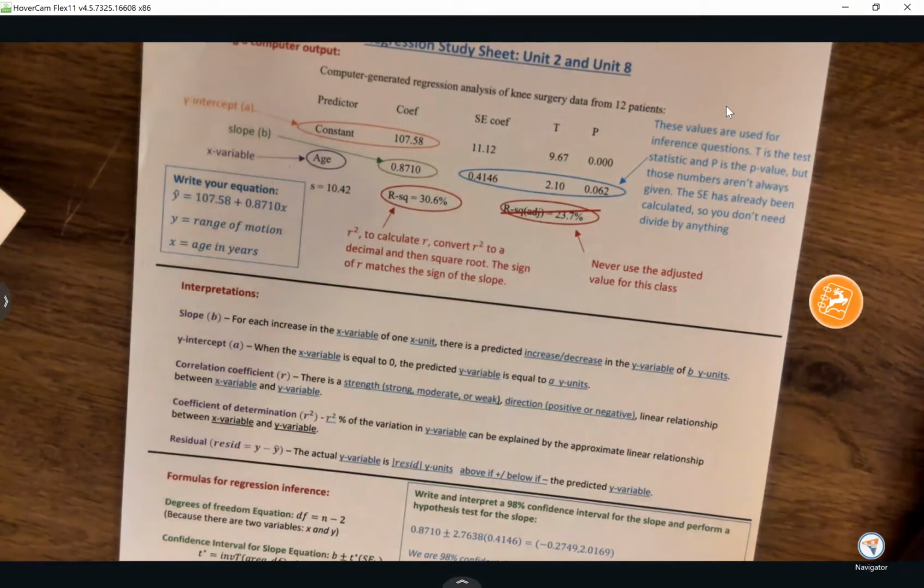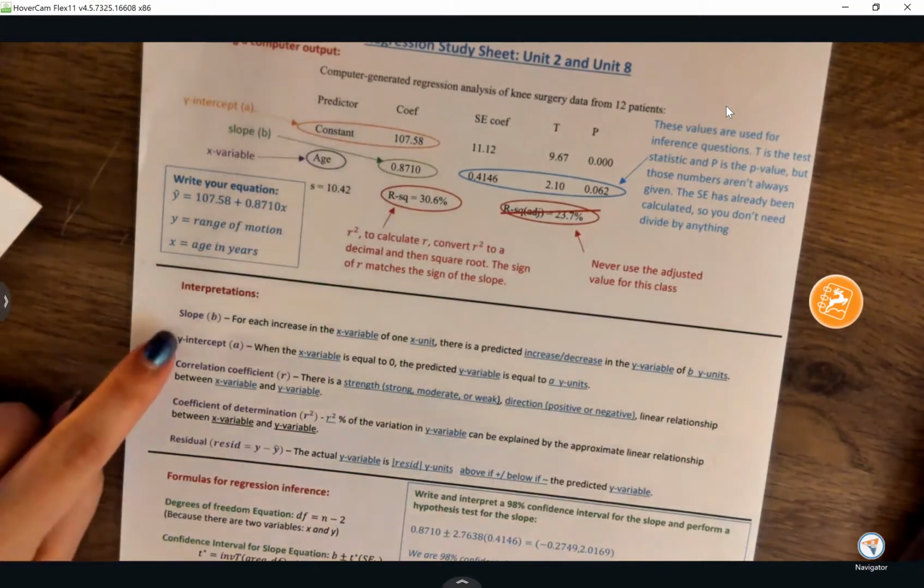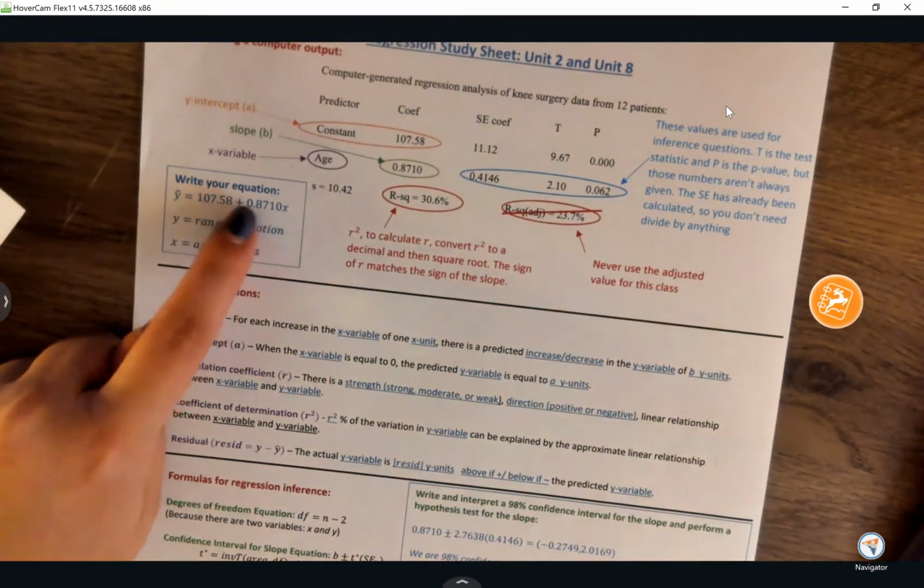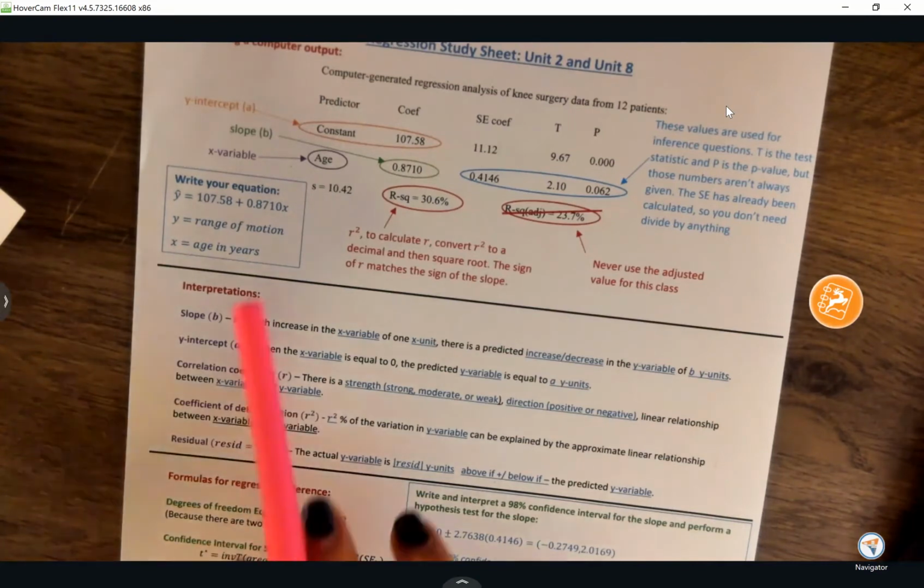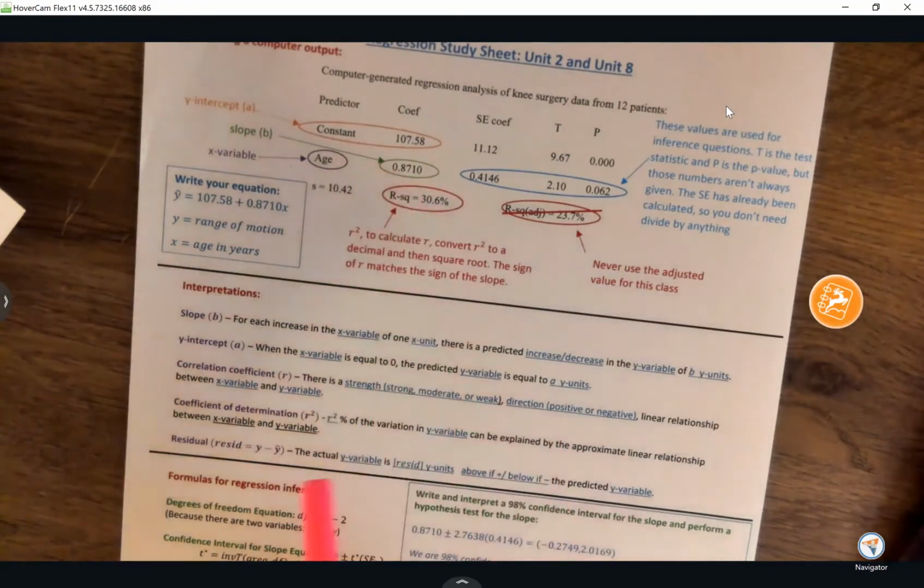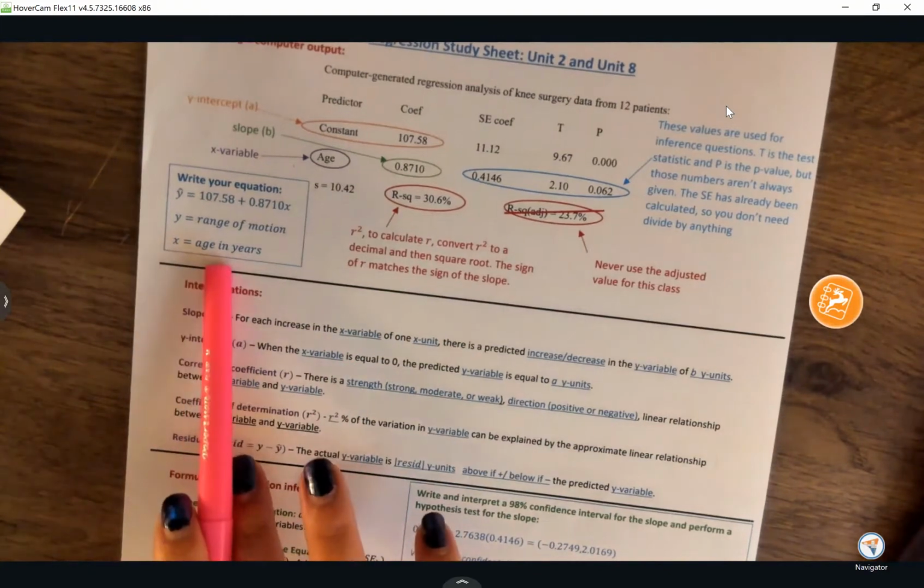The next thing on here are the interpretations. So we've got our slope, that's going to be b in the equation. So it's always the number in front of x. For each increase of the x variable of 1 x unit, there's a predicted increase or decrease in the y variable by that many units. So in this case, my slope was 0.8710. So for each increase in age of 1 year, there's a predicted increase in range of motion of 0.8710, I think it was degrees.